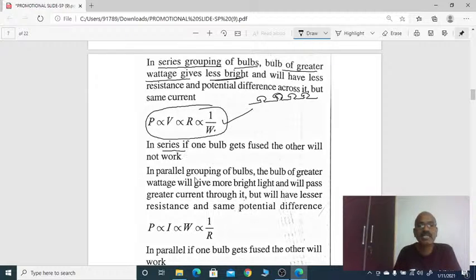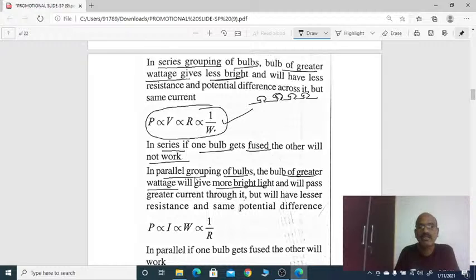In series connection, a number of bulbs are connected end on end. If one bulb gets fused, all the others will not work, since all are connected in series. In parallel connection, suppose a number of bulbs are connected side by side, then the bulb having greater wattage will give more bright light.